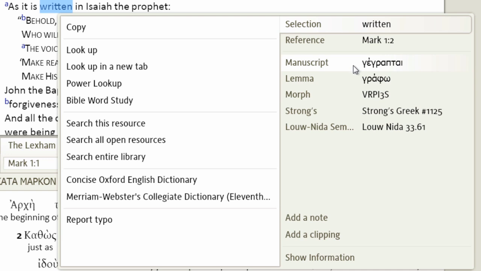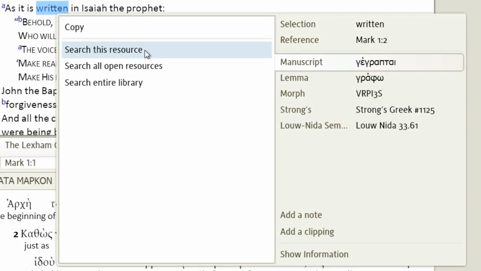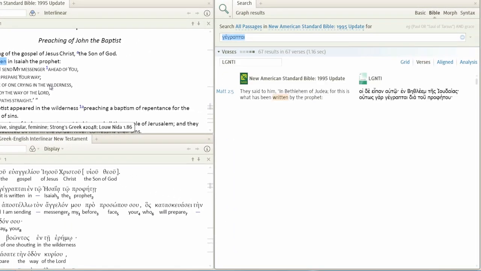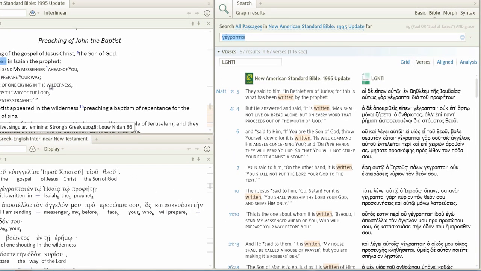Let's choose manuscript first. And now let's say, search this resource, searching the NASB. You'll notice the hits here, 67 hits, 67 results, and 67 verses.